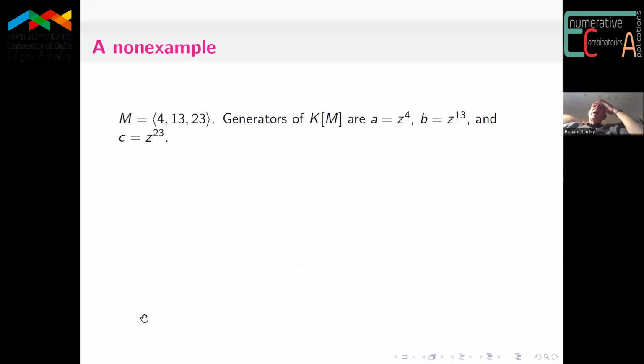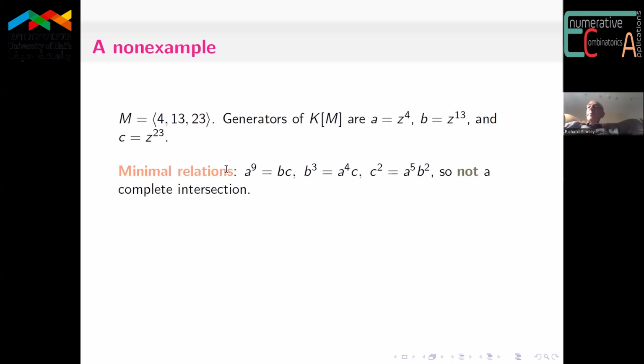Let's look at a non-example. That is a non-complete intersection generated by 4, 13, and 23. So the generators of this algebra are z to the 4th, z to the 13th, z to the 23rd. One can show, using Macaulay software for instance, that we have 3 minimal relations, and these are what they are. So it's not a complete intersection. We want 2 minimal relations for a complete intersection.